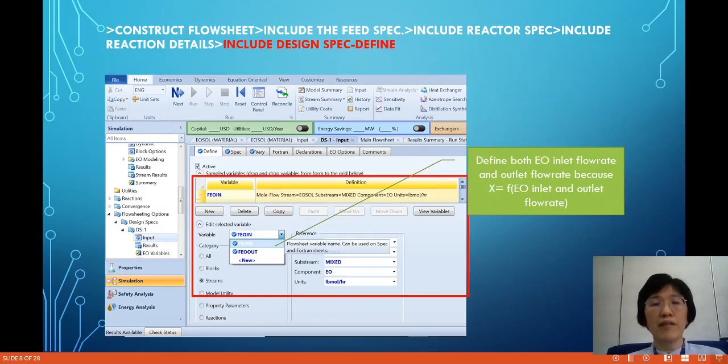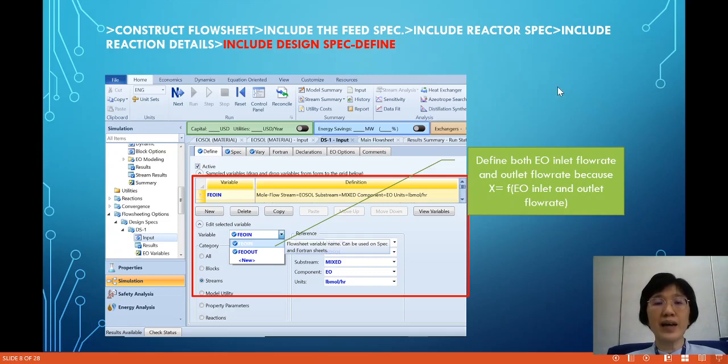So next is to include the design spec. Of course, before you perform the design spec, you can actually run the simulation and get the result for the volume of reactor of 25 feet cube. But our target, of course, is to determine the volume required for the 80% conversion, and 25 feet cube may not be sufficient. Now we have to do design spec to identify the volume required.